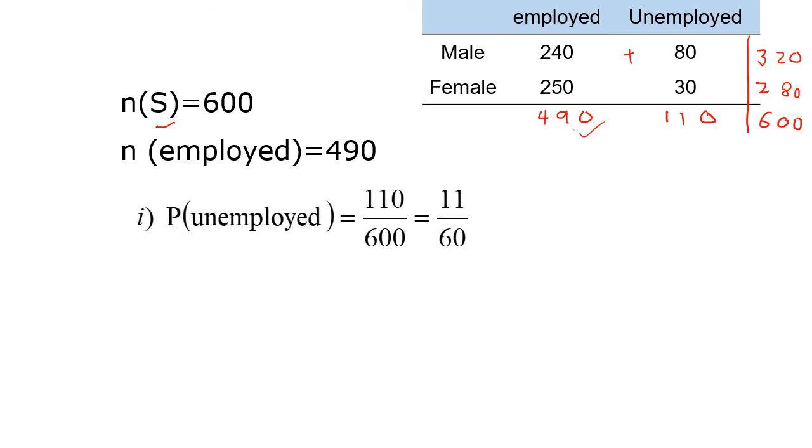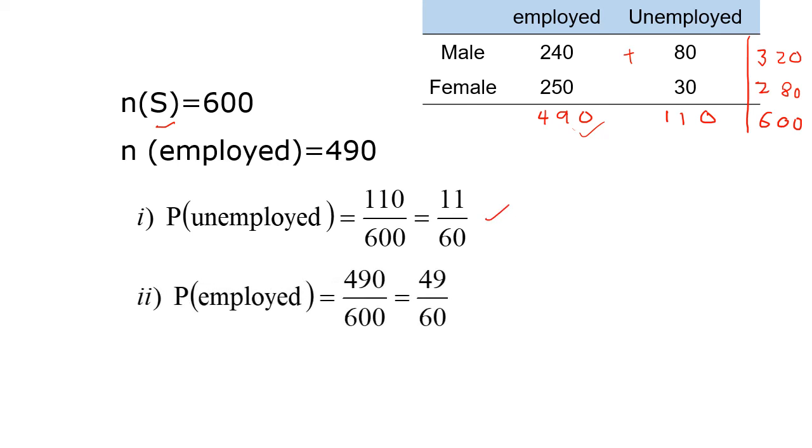Unemployed is 110, so 110 divided by 600. Then we got 11 over 60. Okay, next for employed. For employed, we already calculated that it is 490. So 490 divided by 600. So we got 49 over 60.